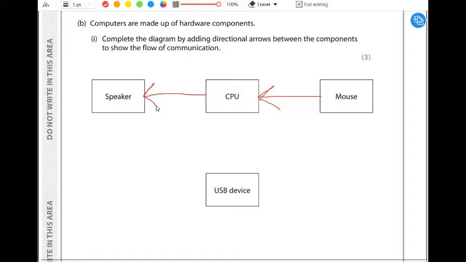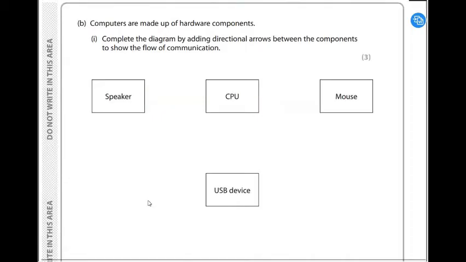And then after that, we would need a line between the CPU and the USB device, which you are going to find has arrows on both ends, like this. And that is how you would draw out the CPU with the USB device. So doing something like that would get you 3 full marks. Okay? Right, let's move on.